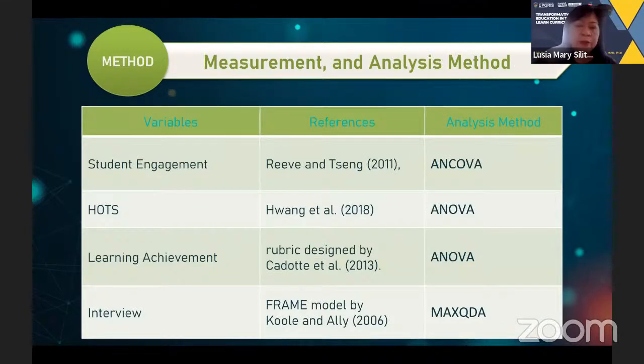This is the measurement that we use. I use ANCOVA for analyzing the pre-test and post-test of student engagement, higher order thinking, and learning achievement. And for the interview, we use MaxQDA. MaxQDA is software for qualitative analysis. It makes our analysis easier.